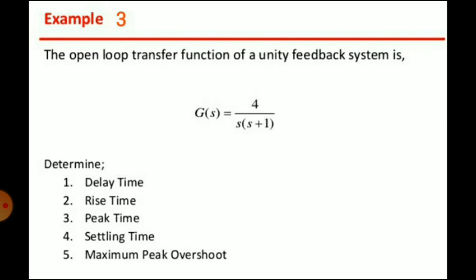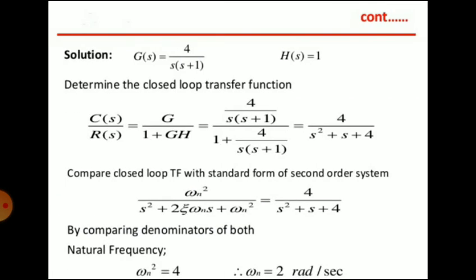Then example 3. G(s) is given and a unity feedback system is given. So G(s) and H(s) are the given data, and find out the various elements in transient response analysis like delay time, rise time, peak time, settling time, and maximum peak overshoot. Find out the closed loop transfer function. We get 4 upon s square plus s plus 4. That is the closed loop transfer function after substituting the values of G(s) and H(s) in the formula.